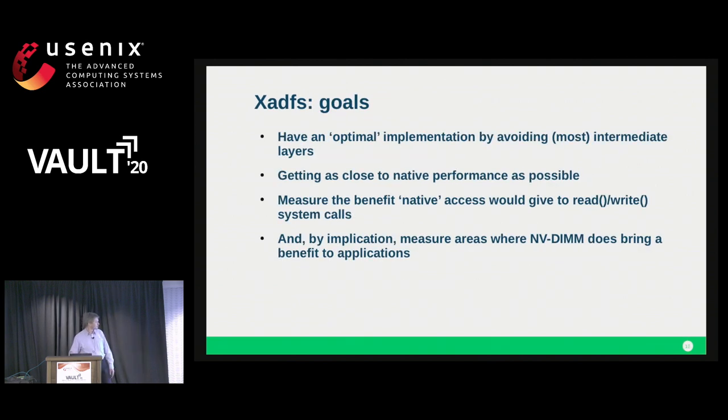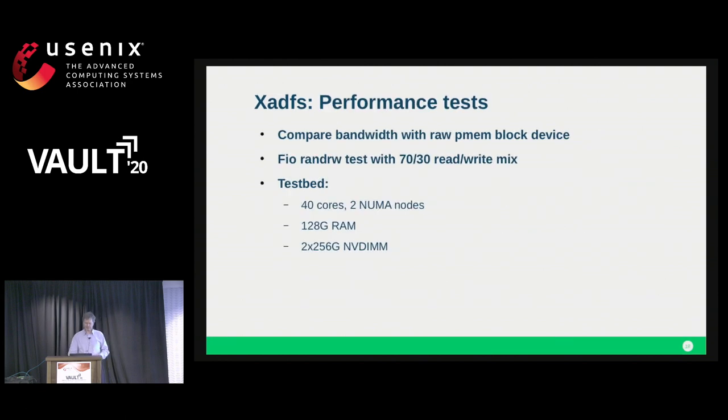Right. So with that, basically it means we can measure the benefit any native access would give us. And it would also tell us implicitly for which use cases NVDIMMs are best suited. So that's what I did. I ran normal FIO tests, comparing the file system I had with the raw PMEM block device, basically just to provide the optimal case I could get with the existing implementation.